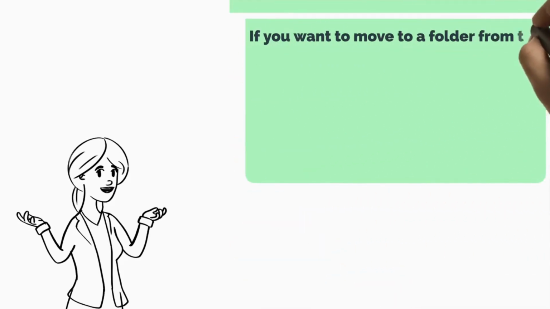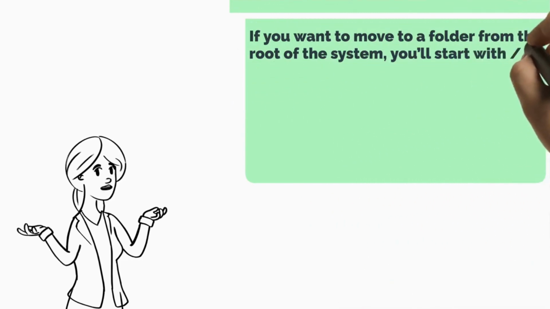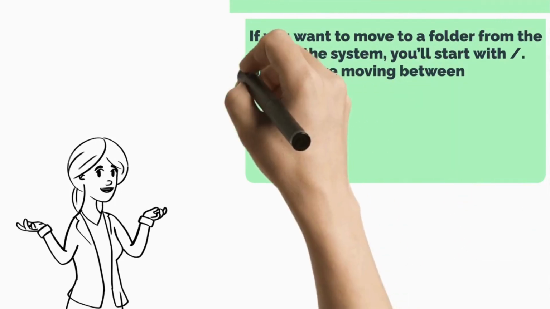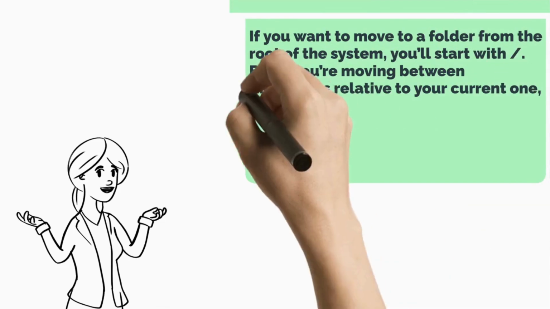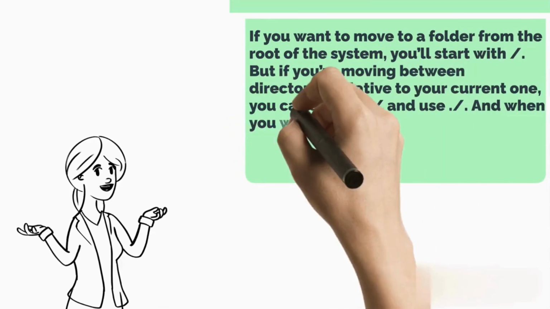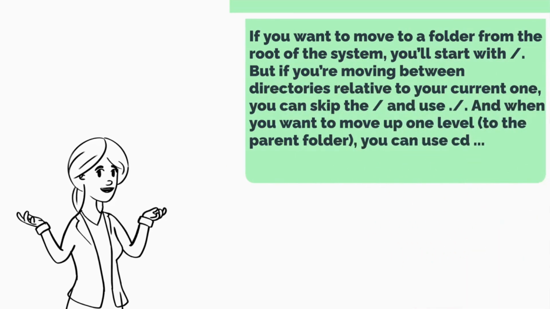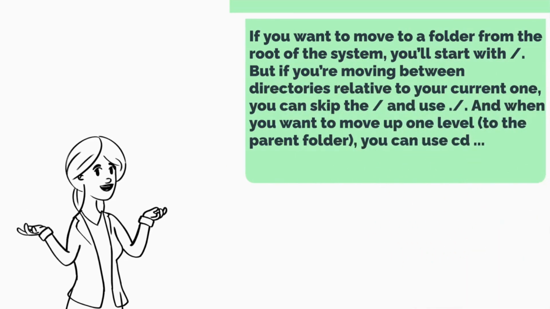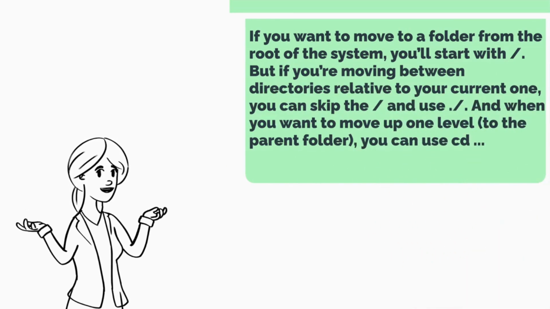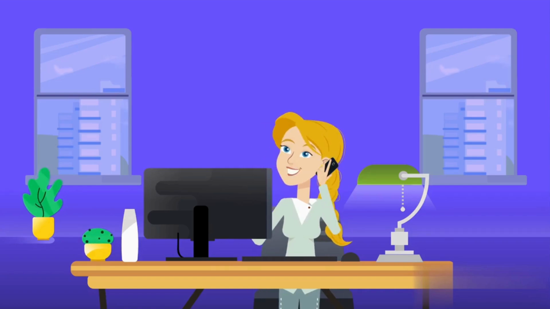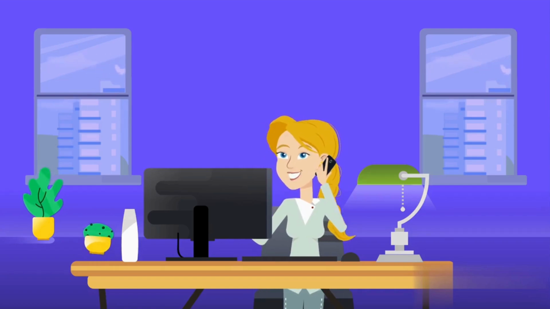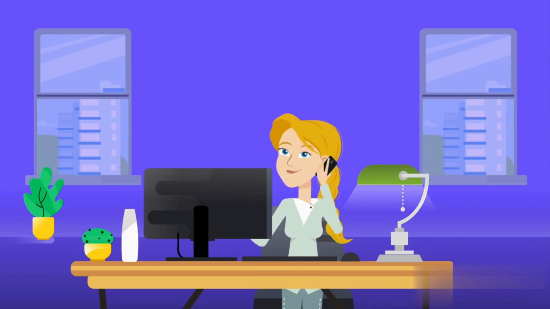If you want to move to a folder from the root of the system, you'll start with a /. But if you're moving between directories relative to your current one, you can skip the / and use ./. And when you want to move up one level, to the parent folder, you can use cd .. More on the ls command. So far, we've used ls without any options. If you want more detailed information, like seeing hidden files or getting file creation dates, you can use ls -al.